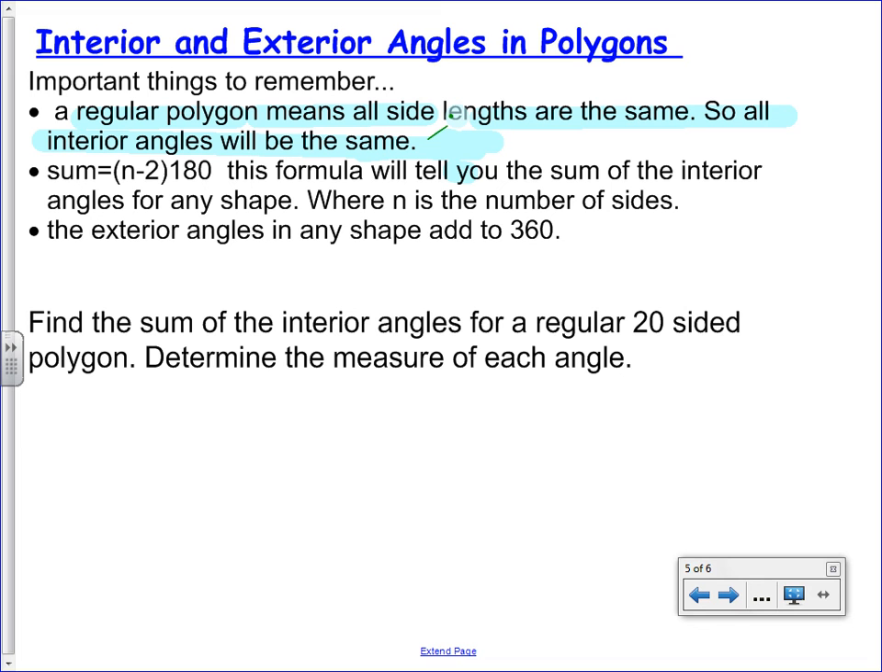It says here, find the sum of the interior angles for a regular 20-sided polygon. What I must do first is figure out, in a 20-sided shape, what the insides add up to. So I'm going to write here, the sum is equal to n minus 2 times 180. What will I write in my next line here? Someone other than Jonathan. Noriel, can you help me out? What would I write? Bracket 20 minus 2, times 180. Excellent.